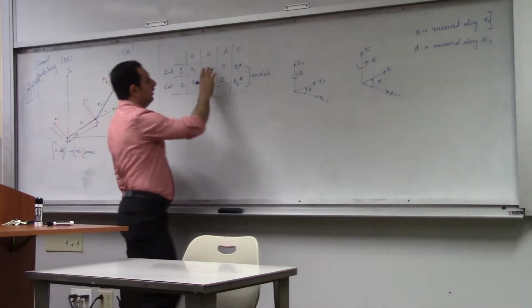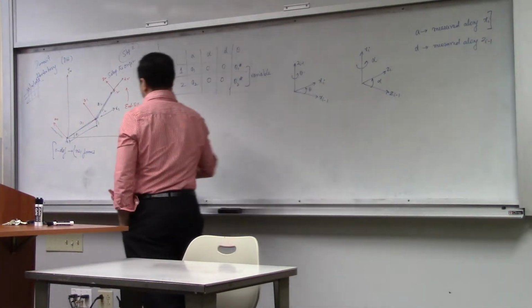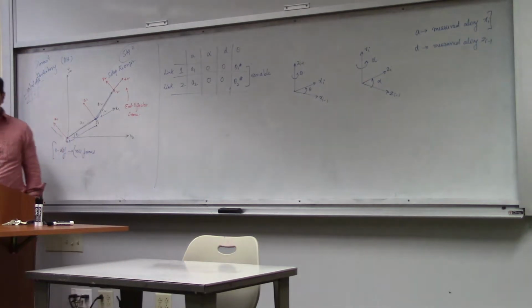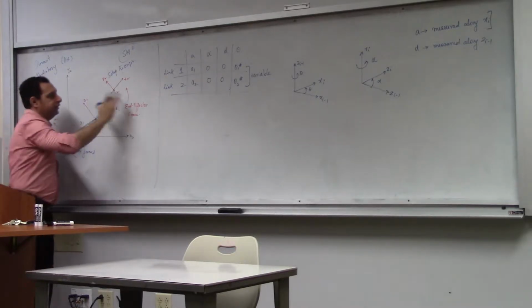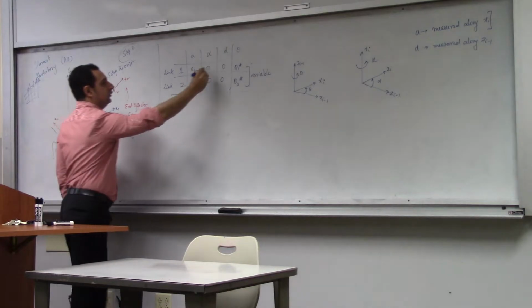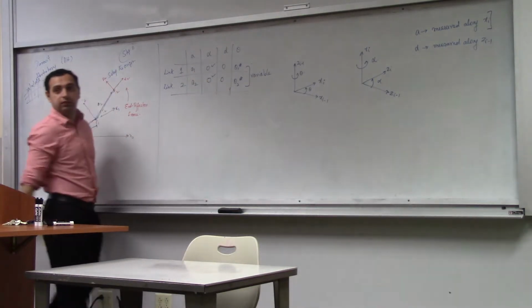Now alpha. Alpha is the angle between the two z-axes. In this case, all the z-axes are parallel to each other, which might not be the case as we do the next example. But here, this is parallel to this. For parallel axes, the angle is 0. So both the alphas, in this case and in this case, are 0.